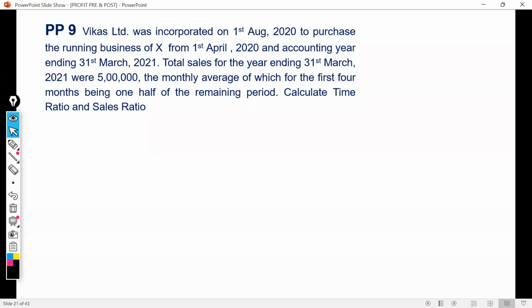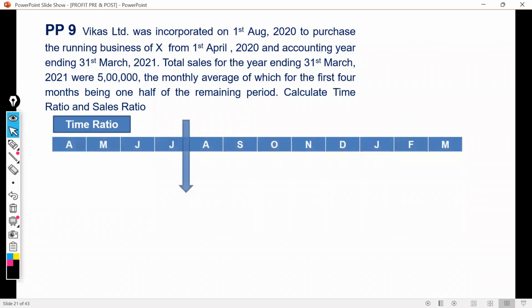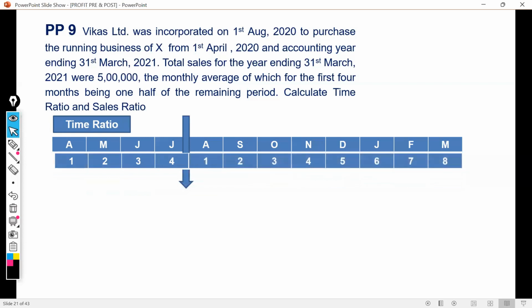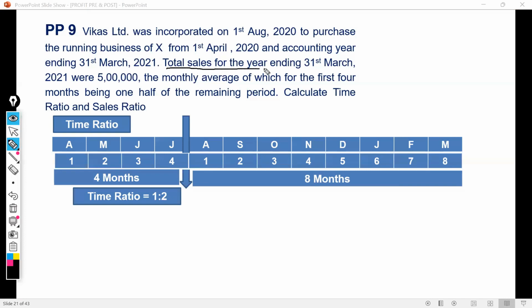Now here we start a technical problem related to sales ratio. In this problem, a company purchased another business and was incorporated on 1st August, and the time ratio is calculated as 4 months to 8 months, 1:2. But regarding sales, total sales for the year ending 31st March were 5 lakh.